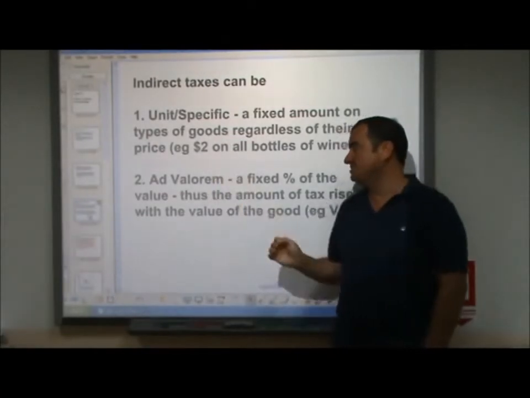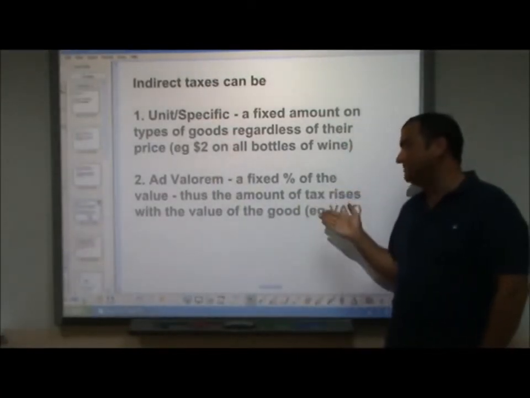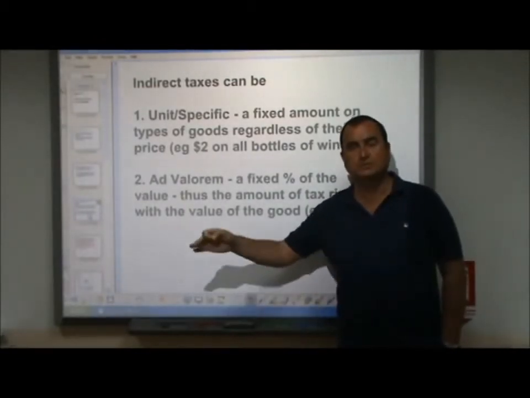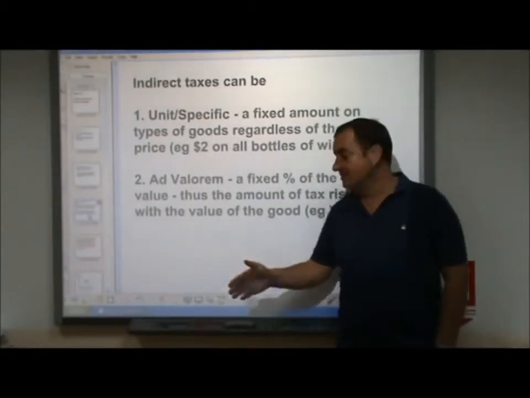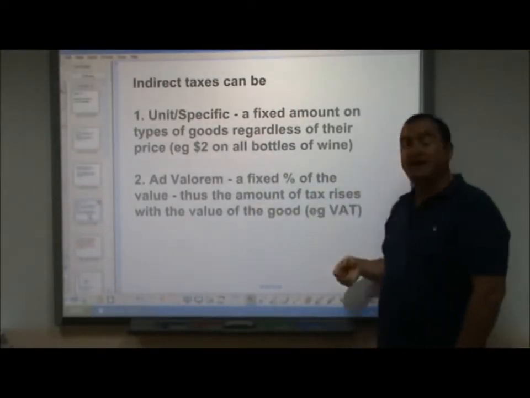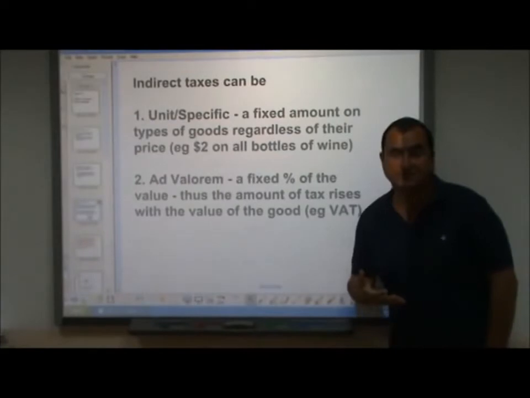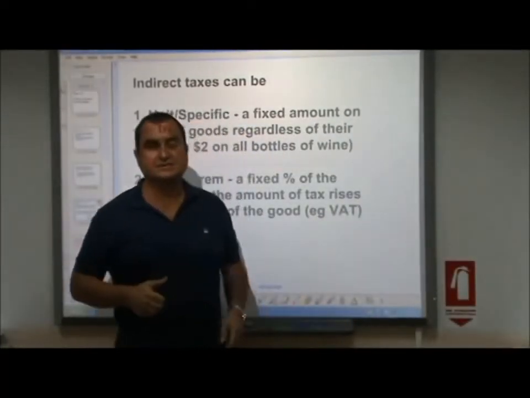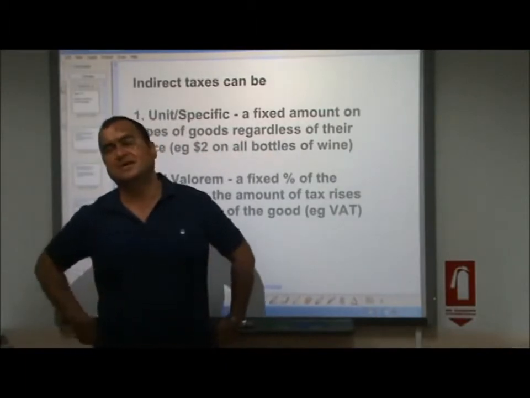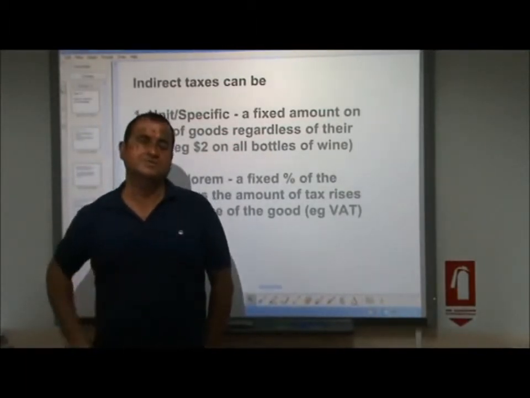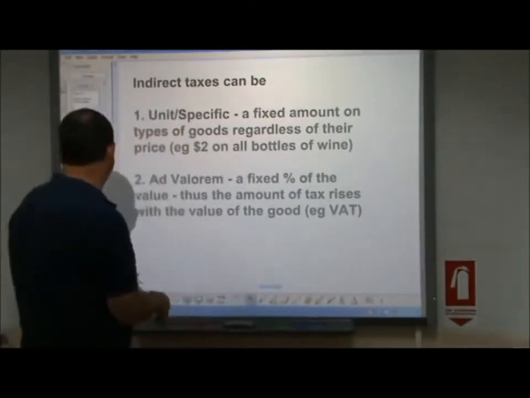Whereas an ad valorem tax is a fixed percentage of the value. If the government says, right, we put a 20% tax on all goods, whatever their value, then the amount of tax rises with the value of the good. And of course, the main example of such a tax is VAT. VAT, value-added tax, or a sales tax, is an example of an ad valorem tax. Okay, let's move on.